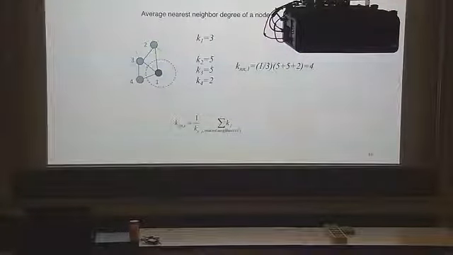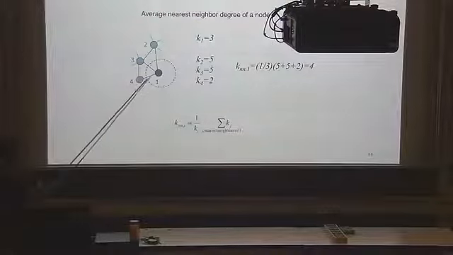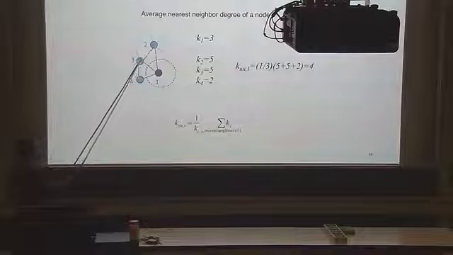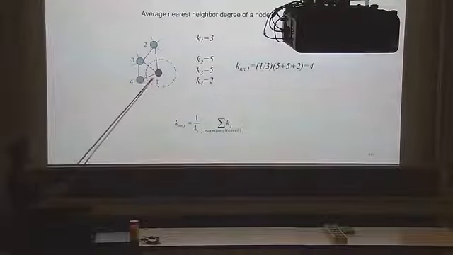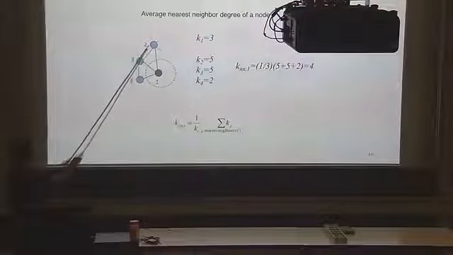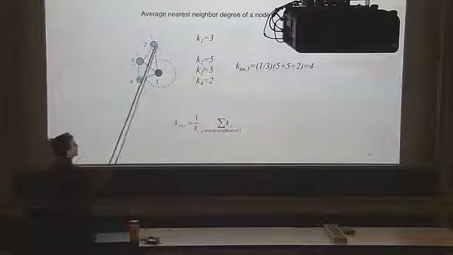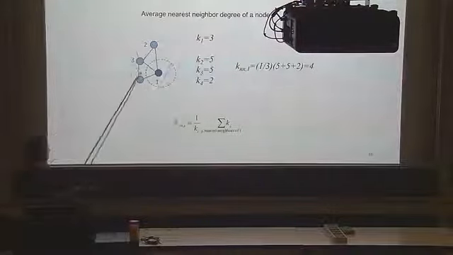Another concept which is quite important is the idea of nearest neighbor degree of nodes. You can have an individual node and think about the degree of its neighbors. Here, the degree of this node is 3. Node 2, which is connected to this node, has a degree of 5, so there are 5 edges. Node 3 has a degree of 5, and node 4 has a degree of 2.